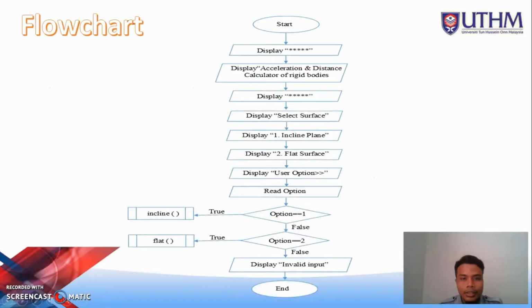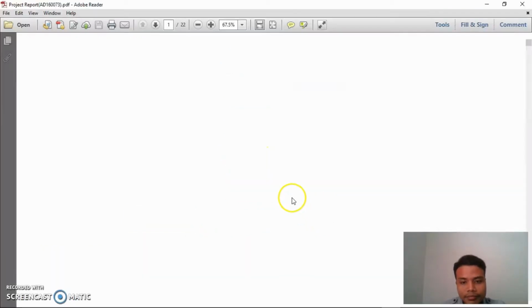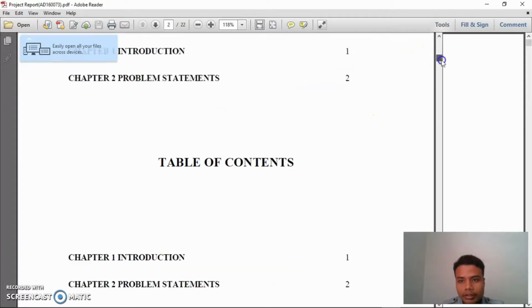So moving on to the flowchart of my program. This is the main flowchart, which starts and then displays the features for the users to select. When the user selects number 1, it will go to the incline function. If the user selects 2, it will go to the flat function. So we look further at the flowchart. This is the full flowchart.